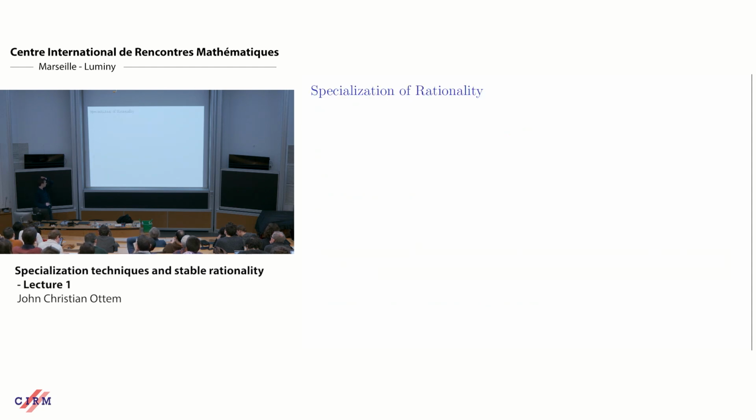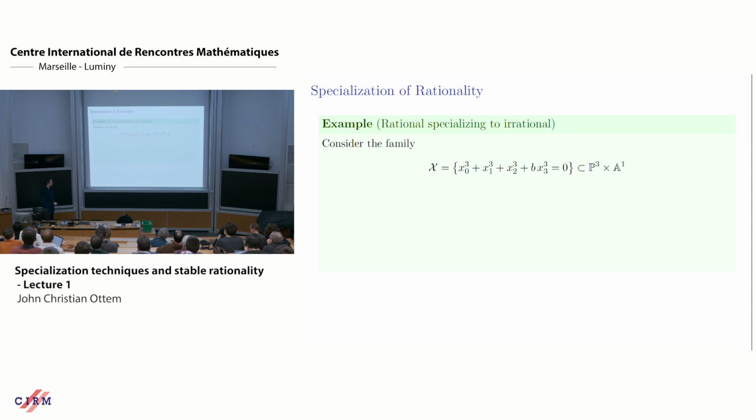Let me try to give some examples of what can happen. If you have a family of varieties, what happens to rationality? The first example is that you can have a family of rational varieties that specialize to something which is irrational. And of course, it's a familiar example. You take a family of cubic surfaces, maybe like the Fermat, like this. If you have B non-zero, then this is just a smooth cubic surface. So we know that this is rational.